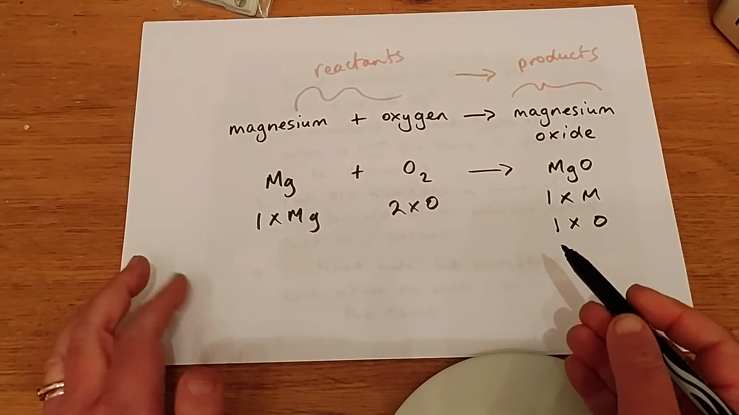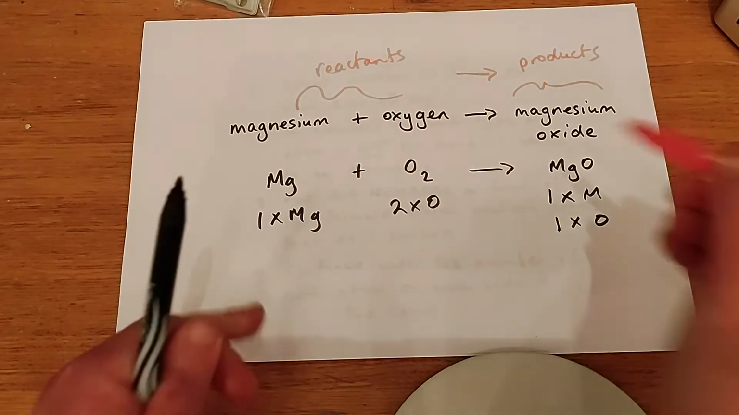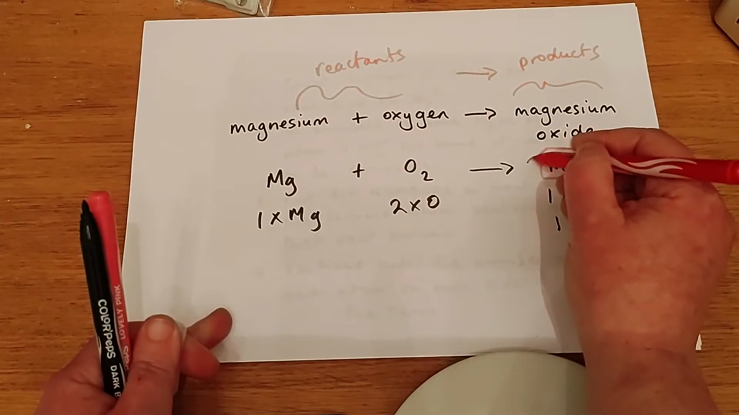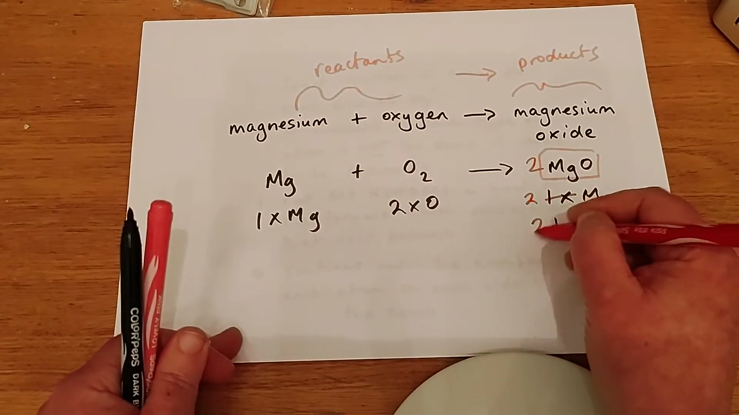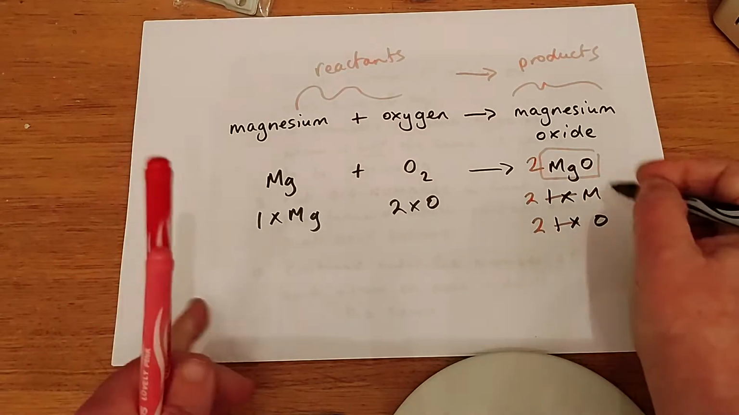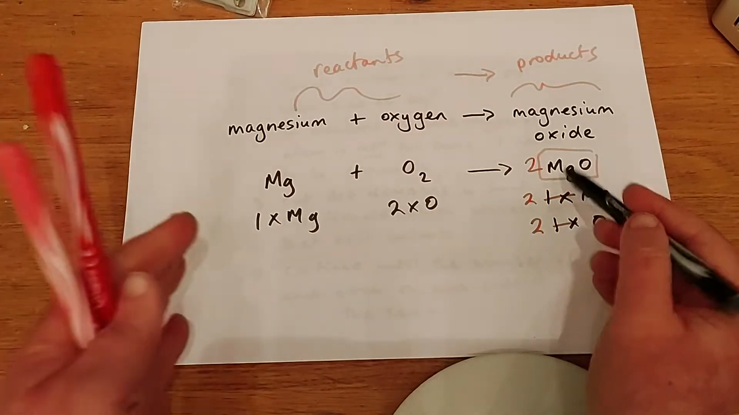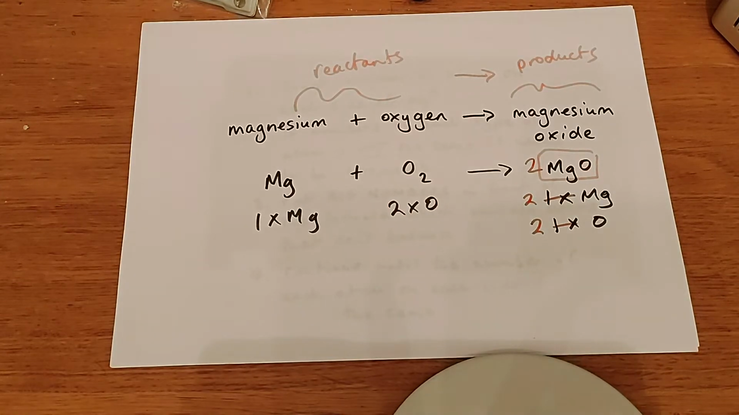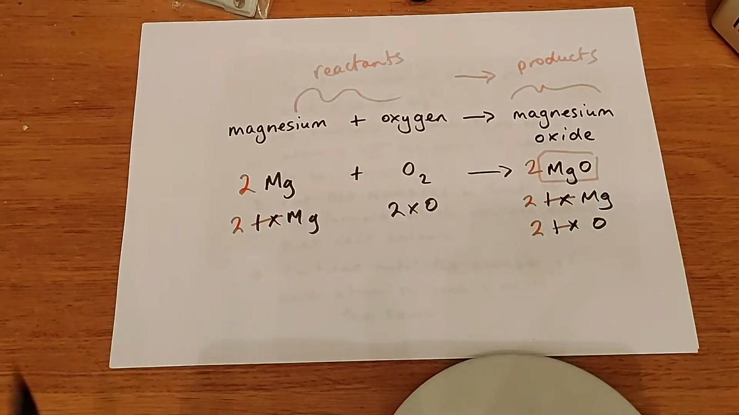So to balance that up, we need to add another magnesium oxide, because that will give us another lot of oxygen. So if I put a 2 here, that means now I have 2 magnesium and I have 2 oxygen. That means my magnesium oxide has thrown out this side of the equation because I need another magnesium here. So what I'm going to do is add another magnesium by putting the big 2 in front.